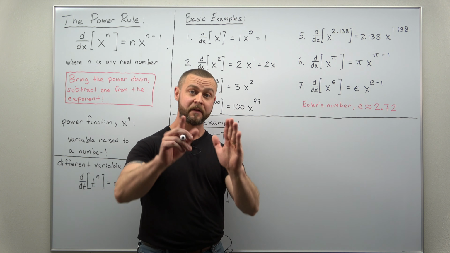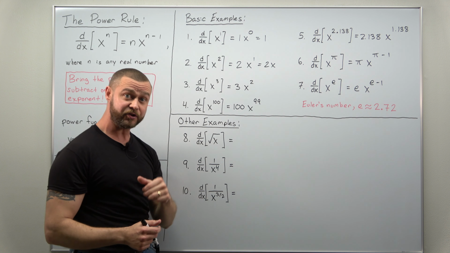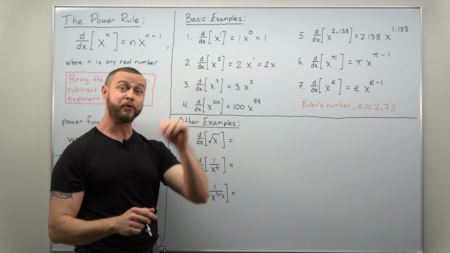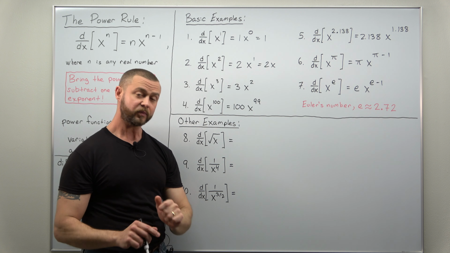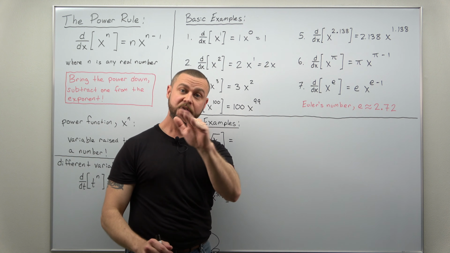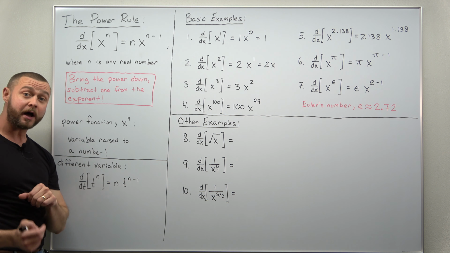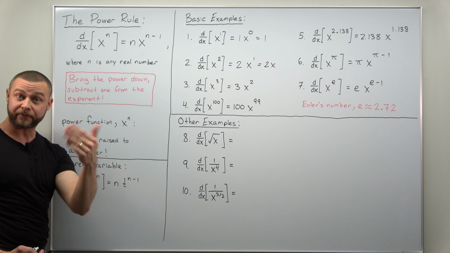And there we go. So these are all pretty standard basic examples where it's obviously given to you written as x raised to a number. Now here, we're using x as the variable. Let's take a look at one example just to make sure you understand how to apply the power rule if you had a different variable.